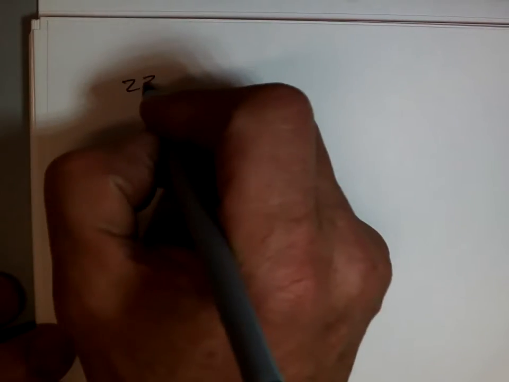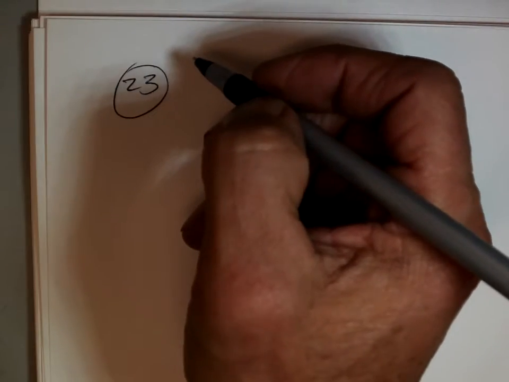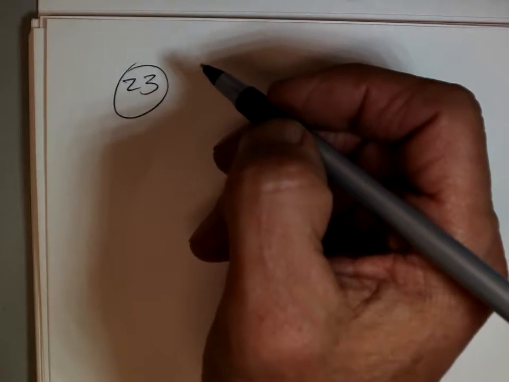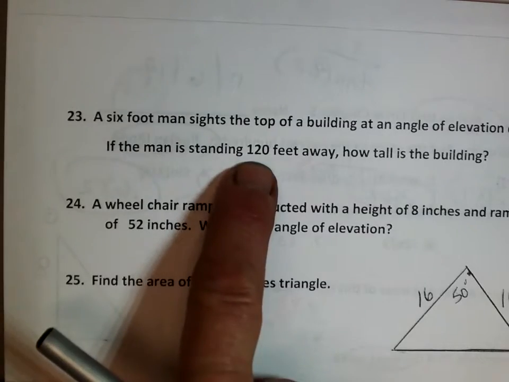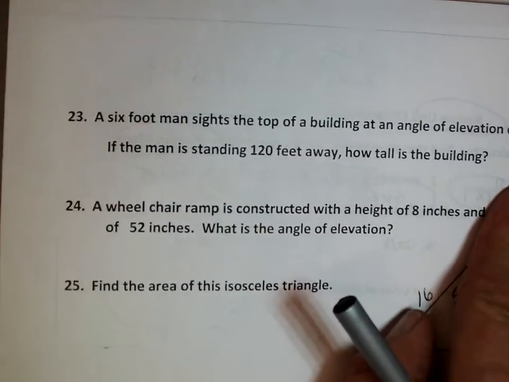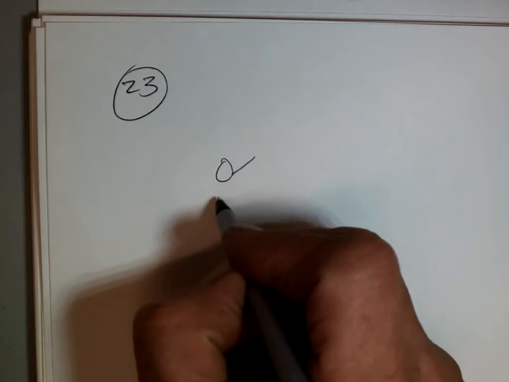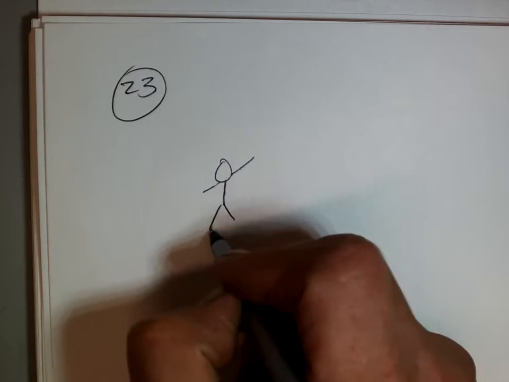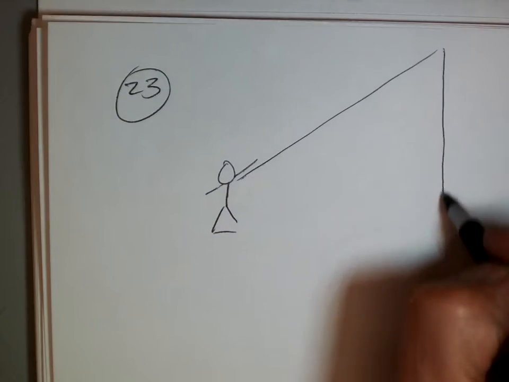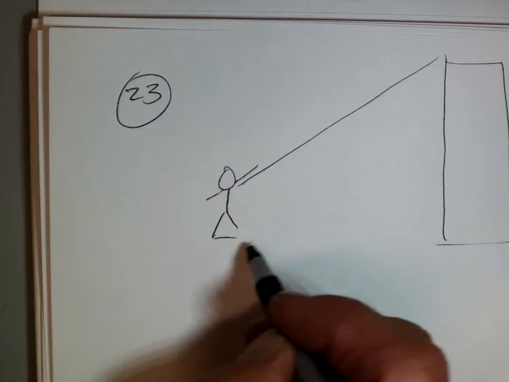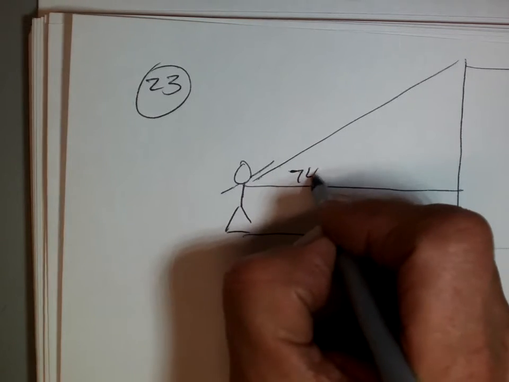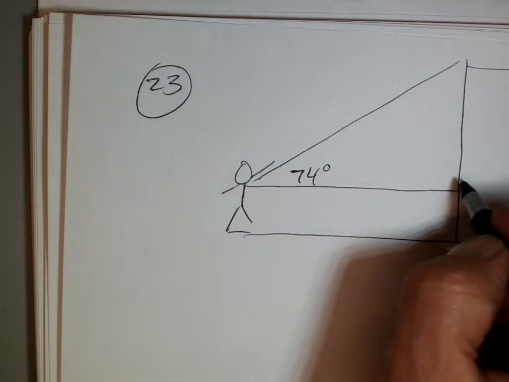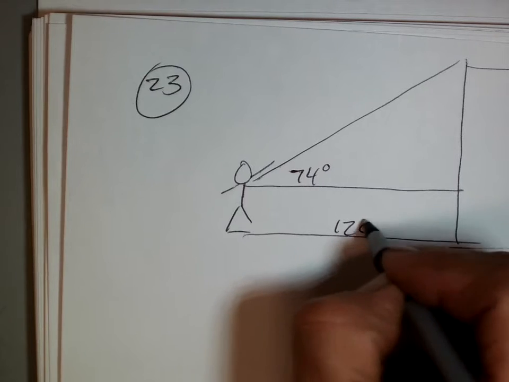23. All right, let's take a look at 23. All right, now comes the easy stuff. A 6-foot man sights the top of a building at an angle of elevation of 74 degrees. If the man is standing 120 feet away, how tall is the building? Okay, let's draw a picture. Here's my 6-foot man, which means I will add in the 6 feet when I'm done. Here's my building. No, it's not drawn to scale at all. 74 degrees. He is 120 feet away.